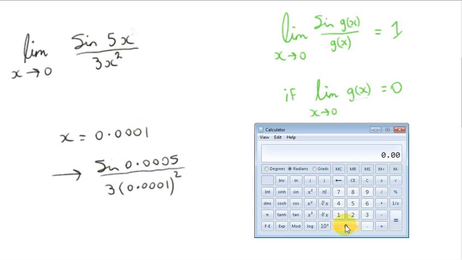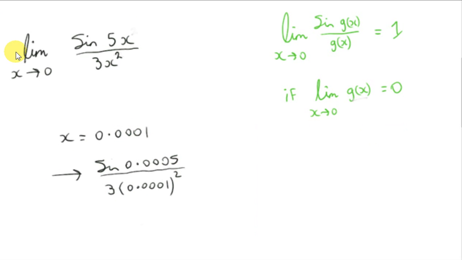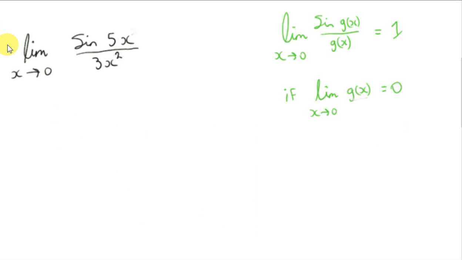So we want the sine of 0.0005. We put in 0.0005 in radians, get the sine, and divide that by 3 times 0.0001 squared. Notice that we're getting a large value here. Let's just go through this without plugging in values of x close to 0.